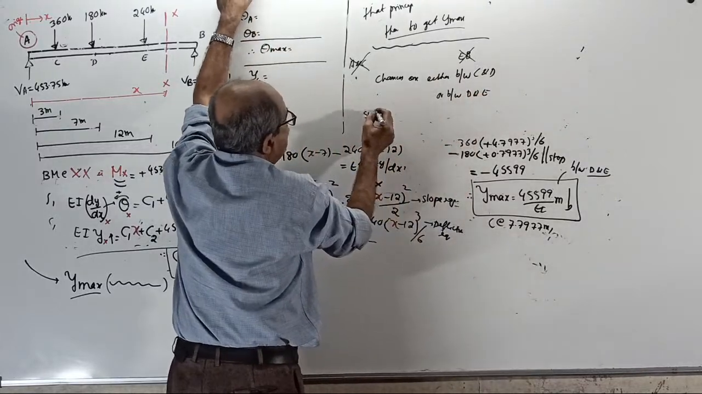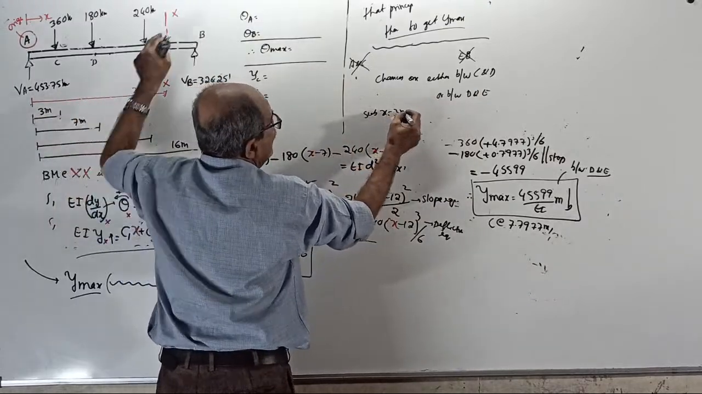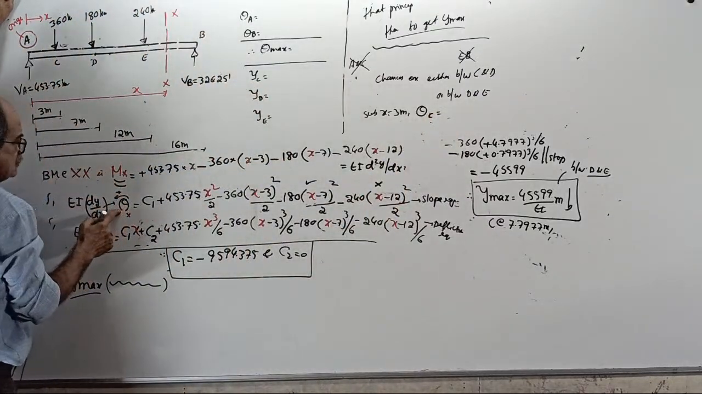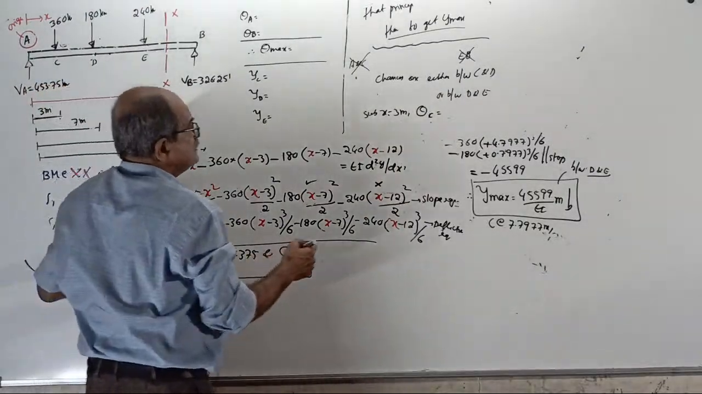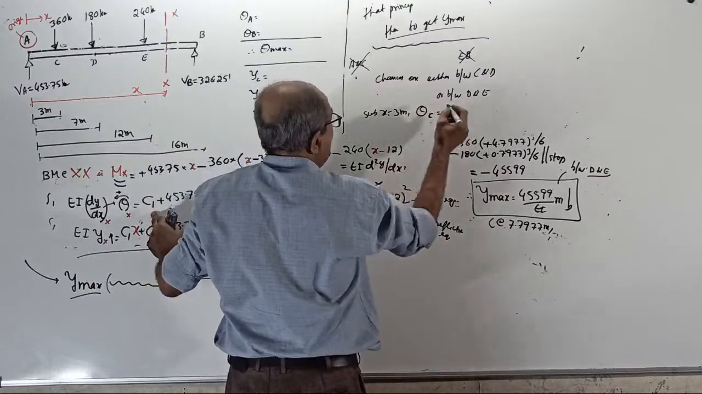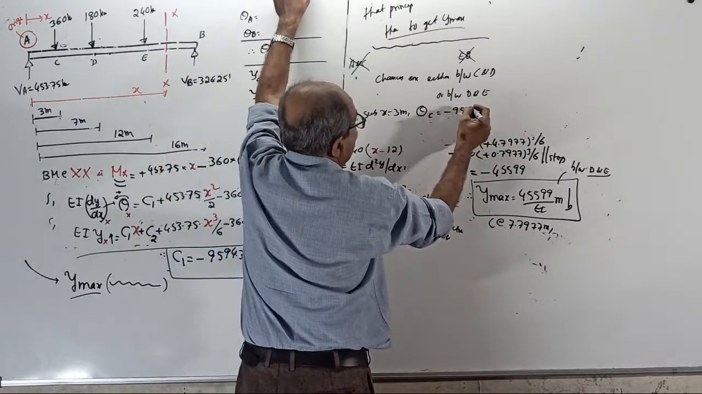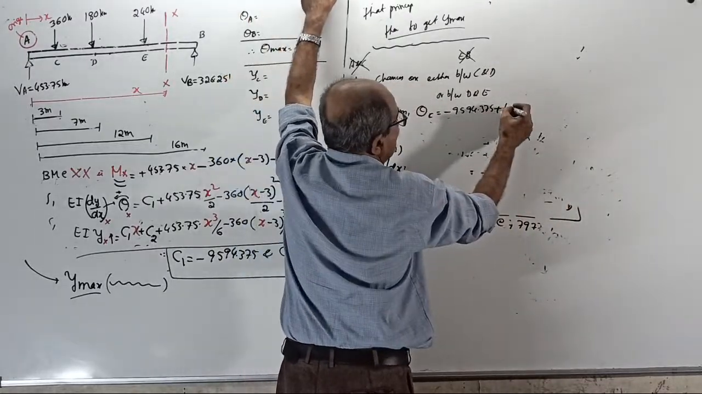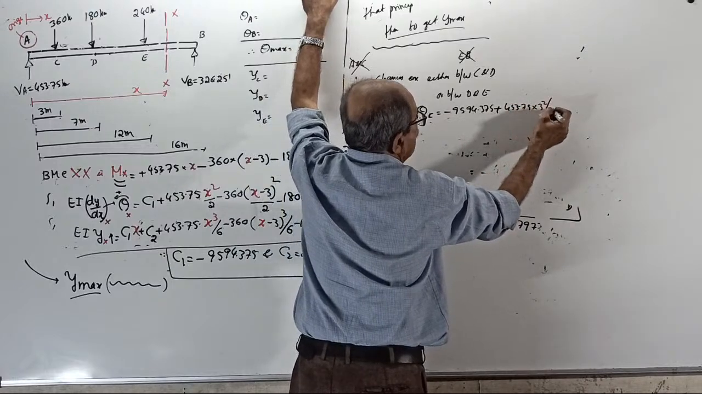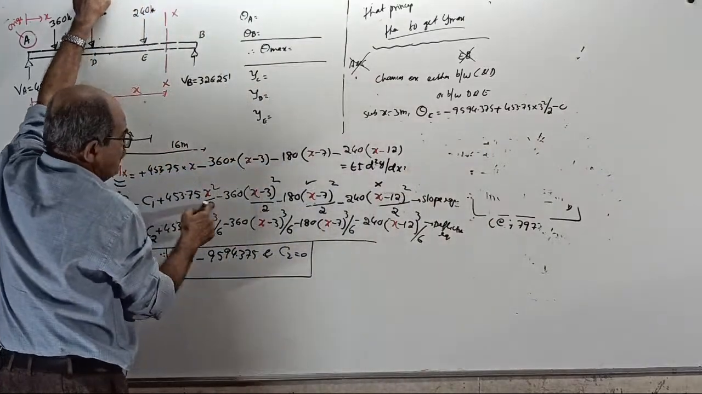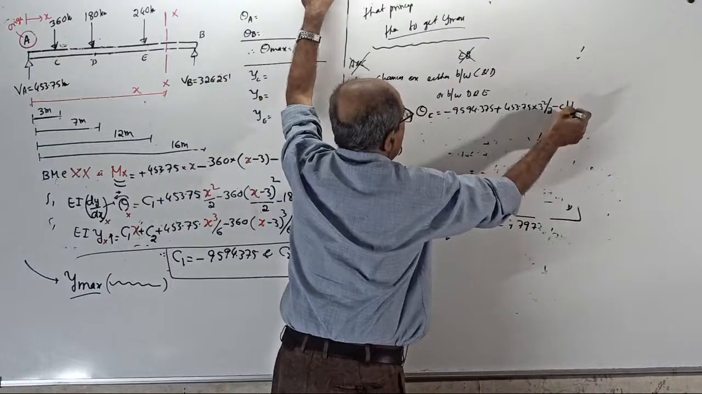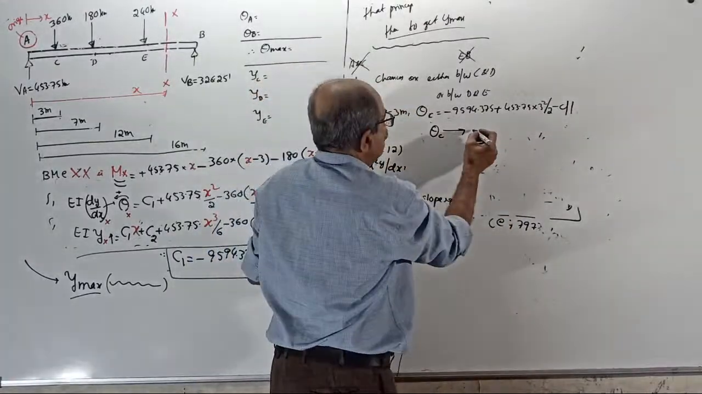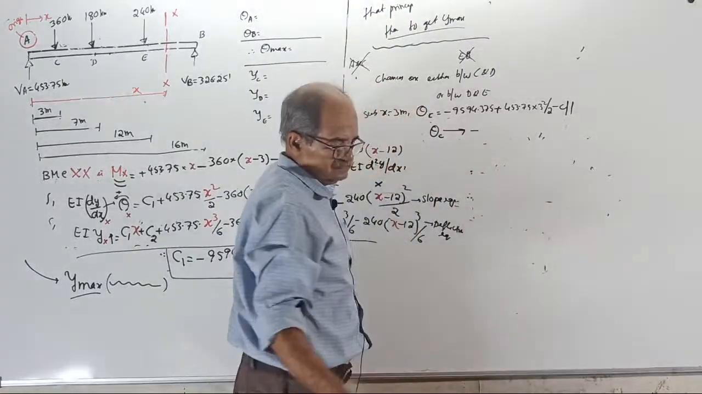So do one thing. Substituting x equal to 3 meter, tell me the slope at C. What is the answer? Slope at C equals C1 minus 94.375 plus 453.75 into 3 square by 2. Next is 0. See here, when you put x equal to 3 meter, this is 0. Further terms are not coming. Tell the answer. Theta C. I want only whether it is plus or minus. It is surely minus. Negative will come.